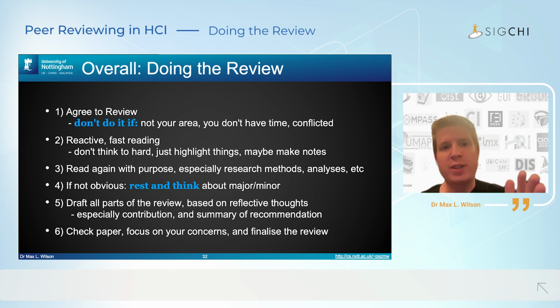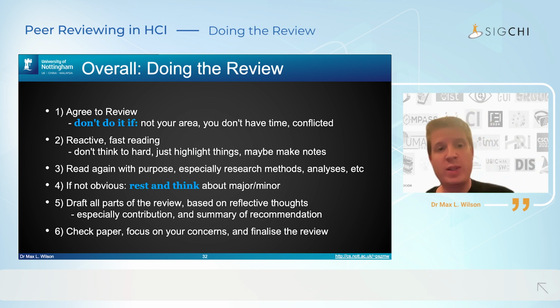But don't do it if it's not your area or you don't have time or you're conflicted. Make sure you know reasons not to review something, because it could be a good opportunity to review, but just because it's a good opportunity doesn't mean that you should. There are lots of types of HCI papers that I'm not an expert in and wouldn't be a good reviewer for, so I know not to say yes to those.